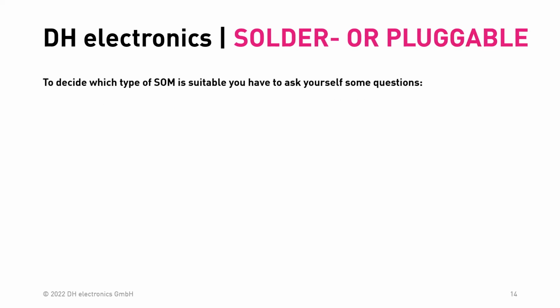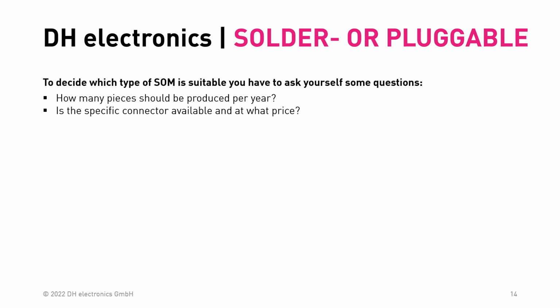The next topic is solderable or pluggable system on module. And here we will again have a look at some example questions. The first here is how many pieces should be produced per year. If it comes to higher quantities, I think a solderable solution makes sense. For lower and mid quantities, a pluggable solution is also a good choice. The next question is, is a specific connector available and at what price? So for a pluggable solution, please check the connector types, the availability and the price level.